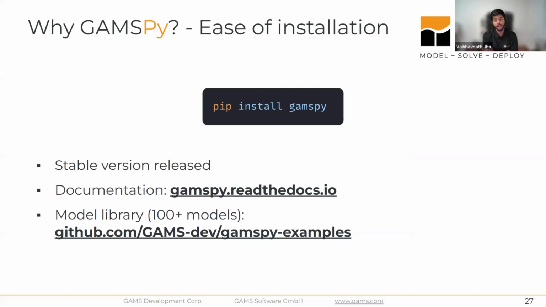Perfect. And finally, we can answer the question once again of why you should start incorporating GAMSPy in your workflow. If you want to start using GAMSPy, installing it is as easy as running pip install GAMSPy in a terminal. We have already released a stable version. You can find everything about GAMSPy in the up-to-date documentation. And if you want to scroll through some models and look at some examples, you can look into the model library where we have 100+ models.